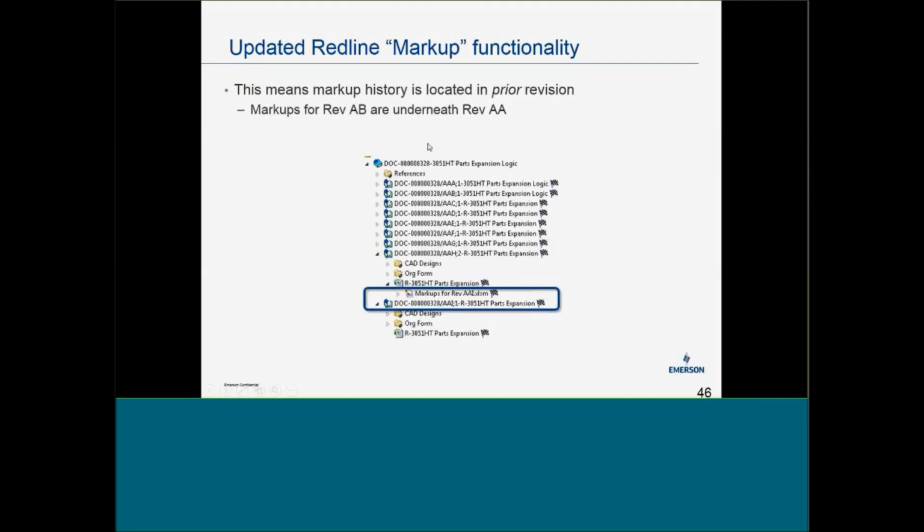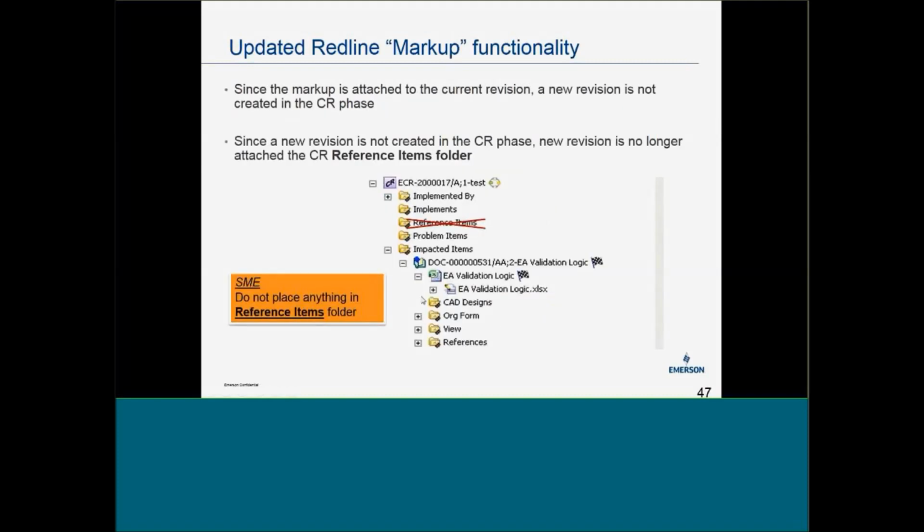So one implication of this is that the markup history is now located in the prior revision of the item. So if you're looking for the markup of Rev AB, you would look under Rev AA. Since the markup is attached to the current revision, again, a new revision is not created during the CR phase. And since the new revision is not created in the CR phase, nothing is now placed in the reference items folder.